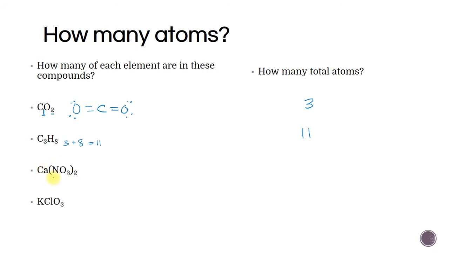This one's a little different. We have parentheses here, and so this subscript applies only to what's inside the parentheses, in this case the oxygen and the nitrogen. You can visualize this by drawing a little picture. When we have parentheses, this whole entire group is what's attached to the calcium. We have a nitrate attached to calcium and another nitrate attached to calcium.